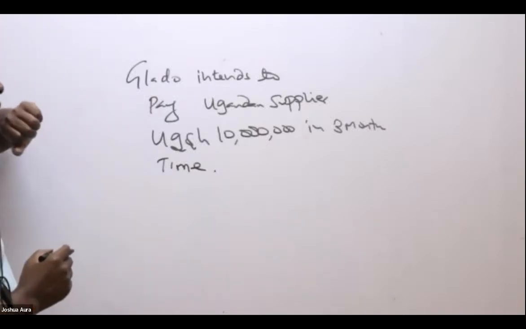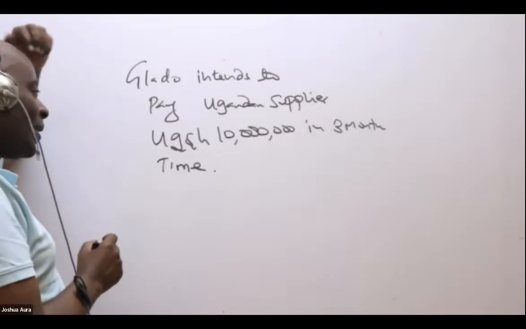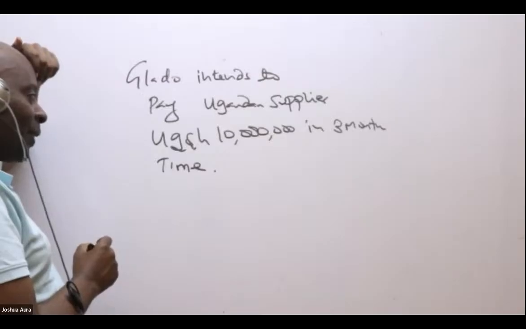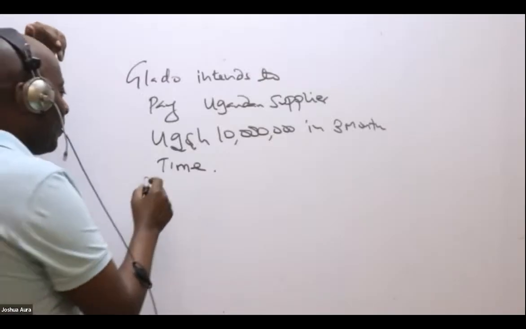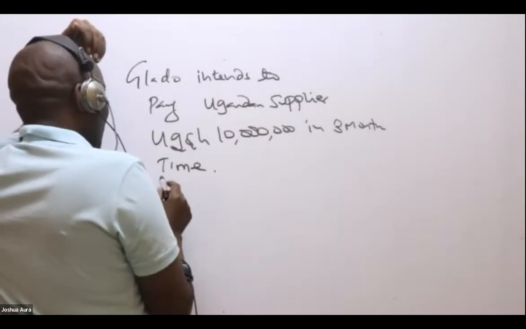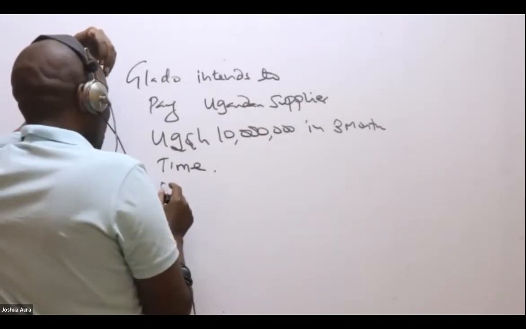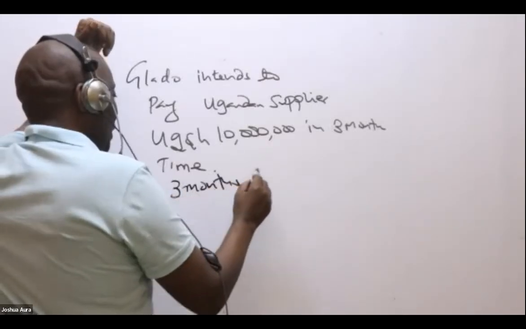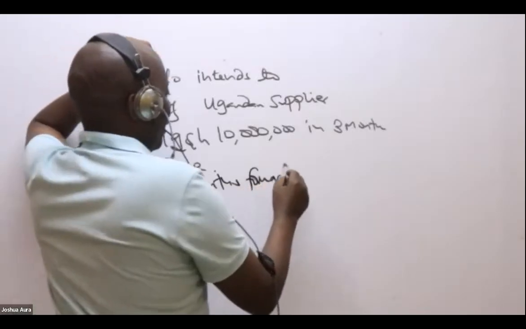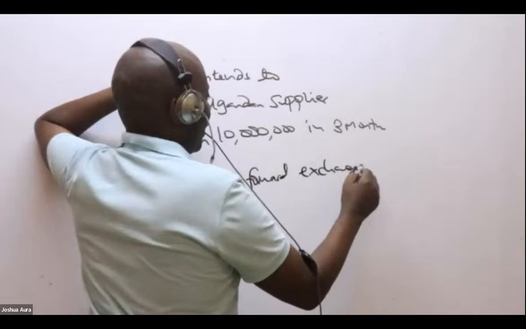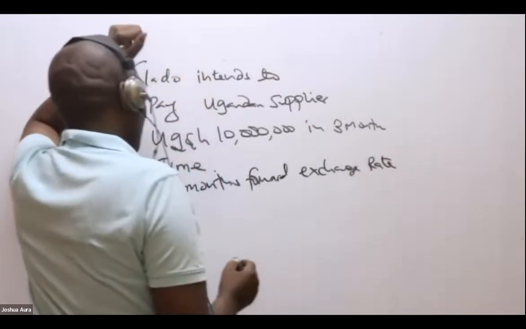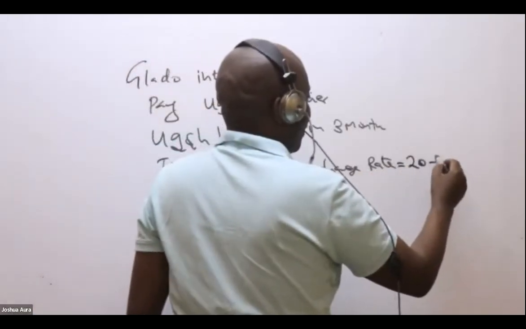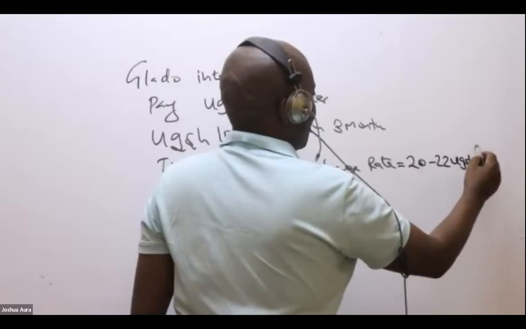These FM examiners are very bright. What this examiner will do is come here and give you something like this: 3 months forward exchange rate, which in this case is 20 to 22 Uganda shillings per Kenya shilling.